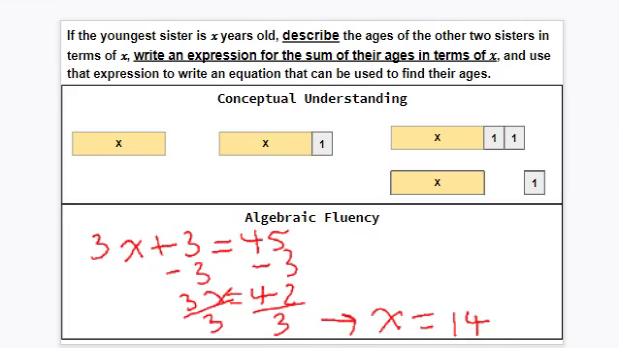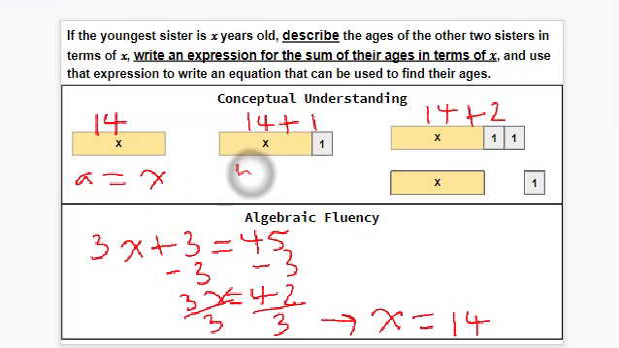But remember, we were responsible for finding the ages of all of the sisters. So if x is equal to 14, then this sister is 14 plus 1, and this sister is 14 plus 2. So we can say that sister A, the youngest sister, is equal to x. Sister B is equal to x plus 1. And sister C is equal to x plus 2. And those are the ages of the three sisters written as equations.